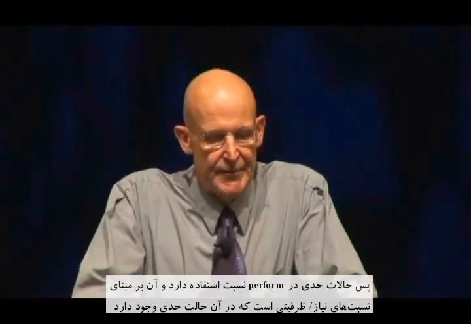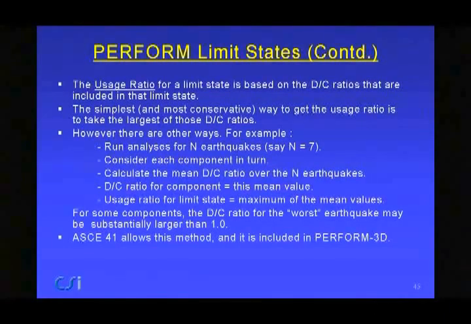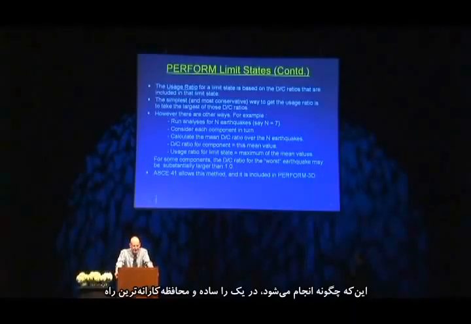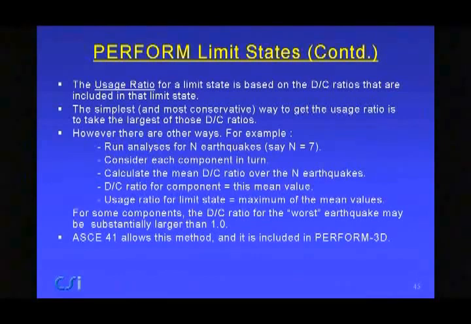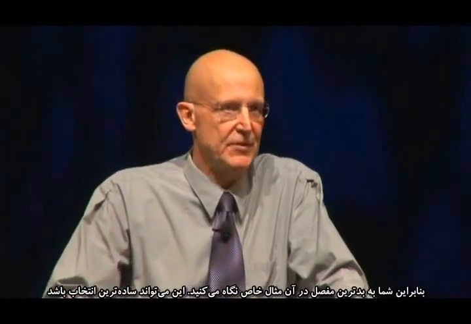So a limit state in Perform has a usage ratio, and it's based on the demand capacity ratios that are included in that limit state. In our example there are 1,000 plastic hinges and 1,000 demand capacity ratios, and the usage ratio is based on those 1,000 demand capacity ratios. How is that done? A simple way, and the most conservative one, is out of all of those 1,000 demand capacity ratios, just take the biggest and say that is your limit state usage ratio. That number should be less than 1 for the performance to be okay. So you're looking at the worst hinge in that particular case. That would be the simplest choice.